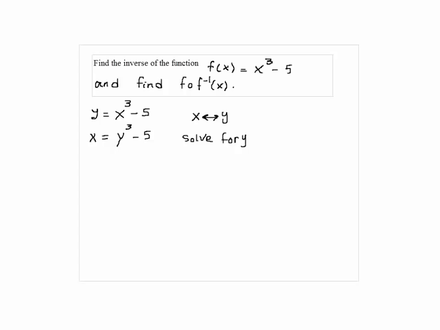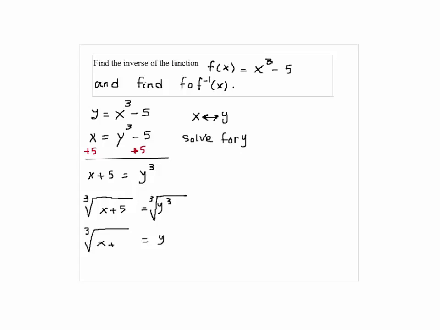To solve for y, we can isolate the y first. So we can add 5 to both sides of the equation. So we get x plus 5 is equal to y cubed. So if I take the cube root of both sides, or raise both sides of the equation to the power of 1/3, then I would isolate the y, and that would be like this.